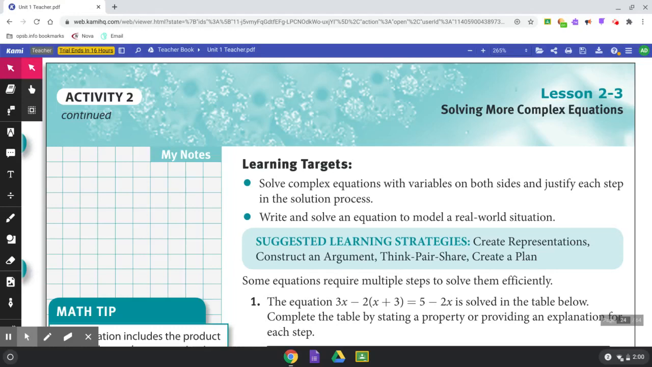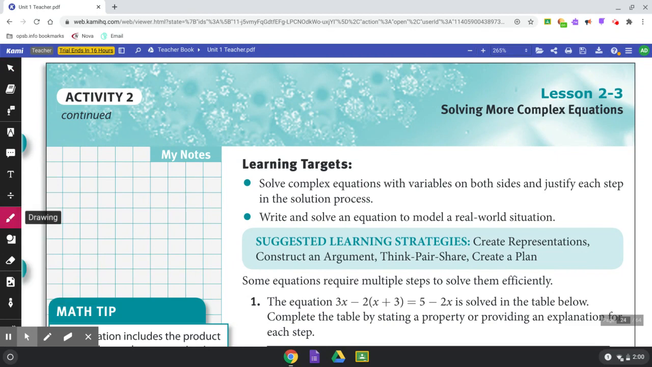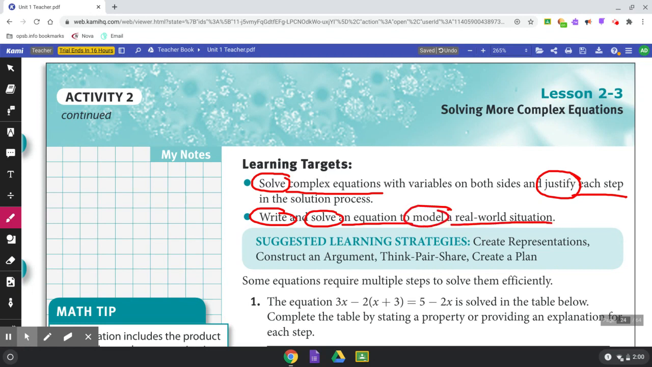Okay, so now we're on lesson 2-3 on page 22 in your book. Let's unpack our learning targets. We're going to solve complex equations with variables on both sides, and then we're going to justify each step in the solution process. We're going to write and solve an equation to model a real-world situation.